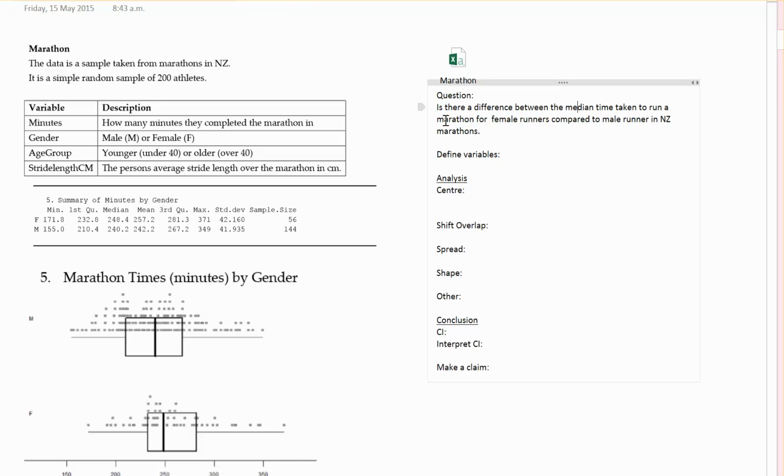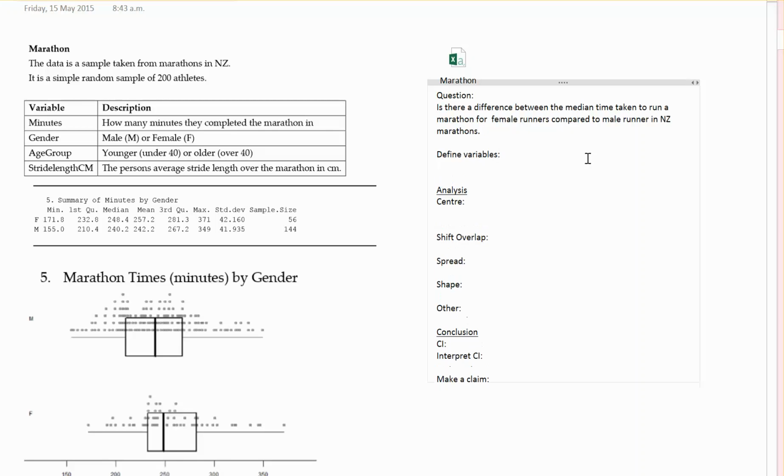Median time taken to run a marathon for female runners, my group, compared to male runners, my other group, in the New Zealand marathons. So in New Zealand marathons, that's the best I've got for population because that's what they've told me. This data set is taken from marathons in New Zealand, so that's what I'm going to be specific to.